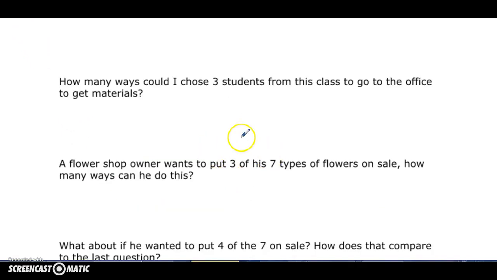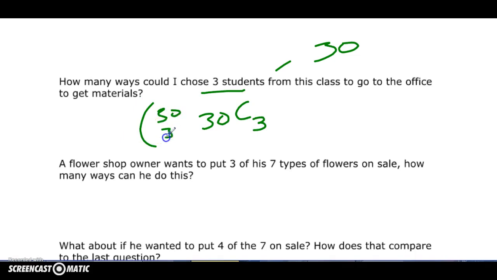Let's look at this. How many ways can I choose 3 students from this class? Let's pretend there are 30 kids in the class. That is 30 choose 3. Don't forget, you have to add this. The only difference between the questions from before and the questions now is that we need to get rid of all the unique ways that things are ordered.